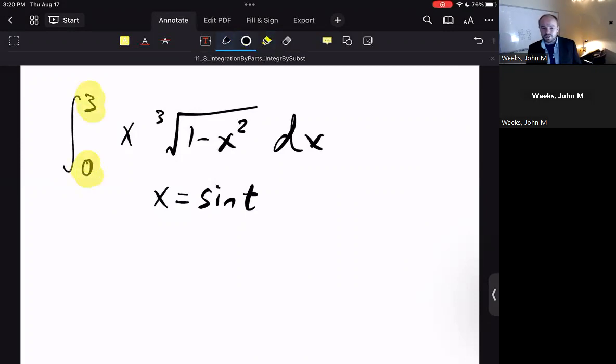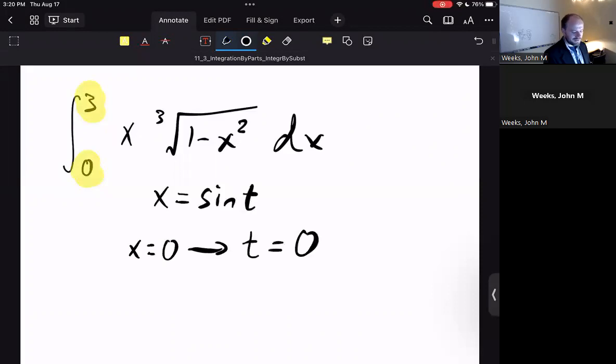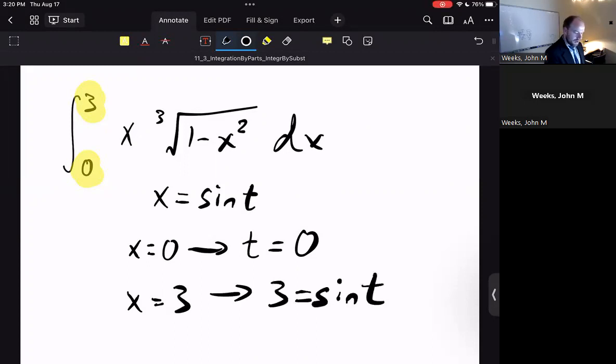The limits going from 0 to 3. These are limits in terms of x. So the question is, what's going to happen here if I try and figure out t values that work well for this? Well, if x is equal to 0, then I automatically know that t is going to be equal to 0. I can just say sine of t is 0, so I can just be working in that rotation. But if x is equal to 3, then I'm asking for a value of t such that 3 is equal to sine of t. Well, that's not going to happen. So this substitution does not work.